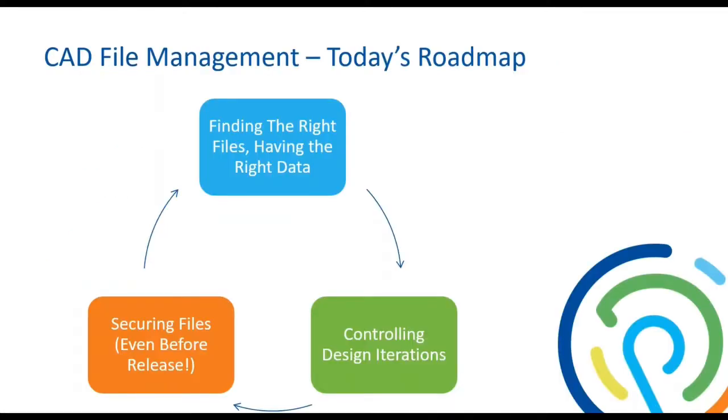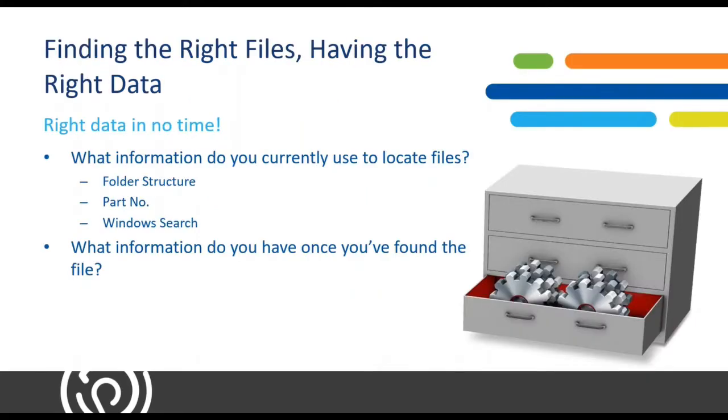Okay, so here's a flowchart that will guide us through this discussion of what CAD File Management actually looks like. The first part is finding the right files and having the right data. Now, what does that mean? Here's a couple of questions to get us thinking about how this really applies. First off, what information do you currently use to locate files?